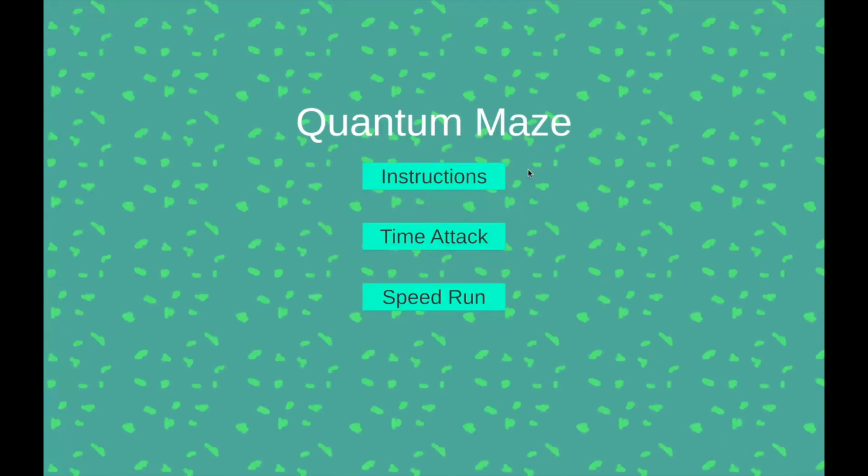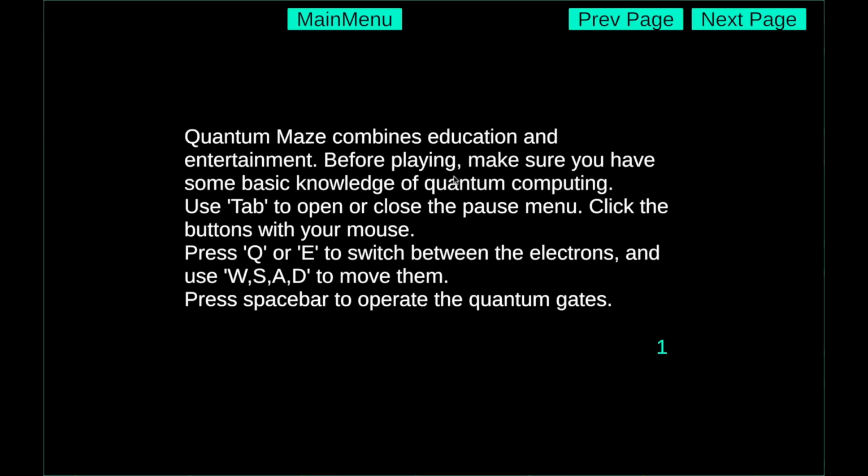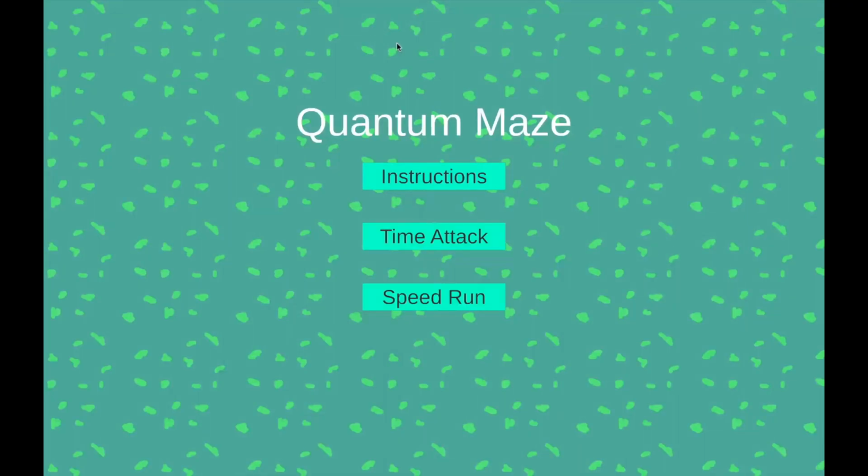The instructions option takes us to some useful information about the game, including the controls and some high-level explanations of the maths behind quantum computing. The game then has 2 modes, time attack and speedrun. Today we'll play the speedrun mode and explain the controls as we go. So let's dive right in.